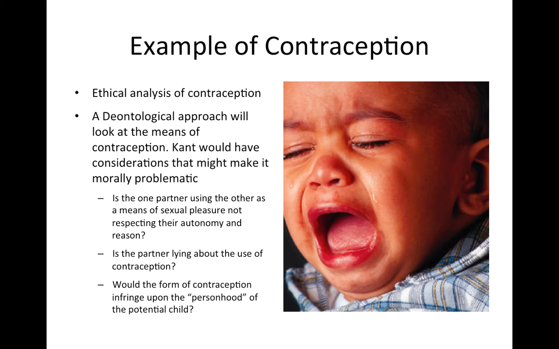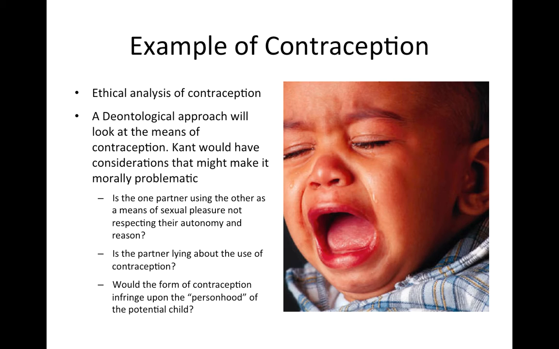So let's go back to our example of contraception. A deontological approach wants to look at the means of contraception. And there might be two conditions that would make this probably morally problematic. Is the partner using the other as a means of sexual pleasure and not respecting their autonomy and reason? There's the humanity formula, making sure we're never treating another person as a means to our end. Also, any condition in which the partner was lying about the use of contraception would equally be problematic.